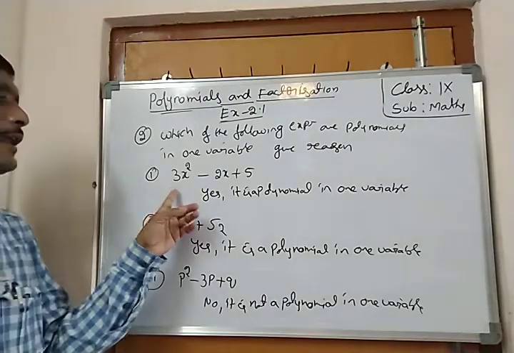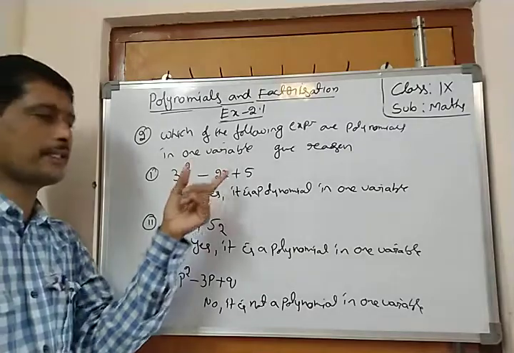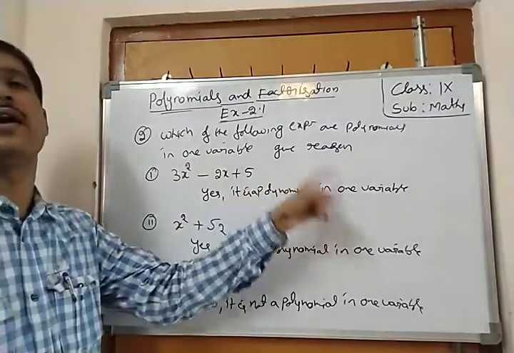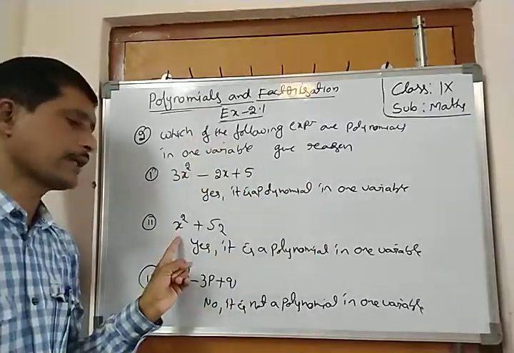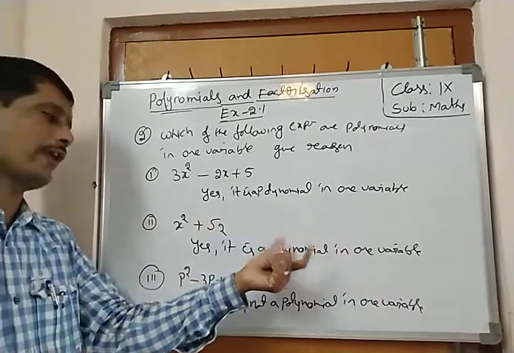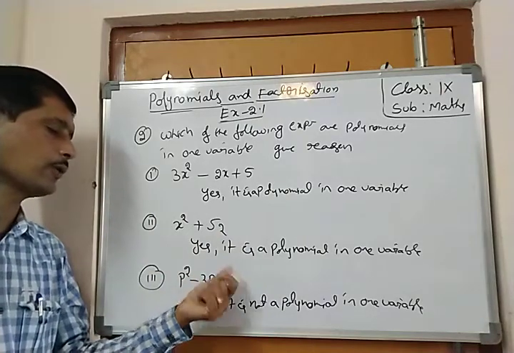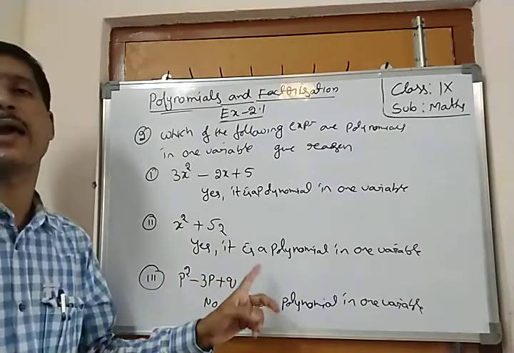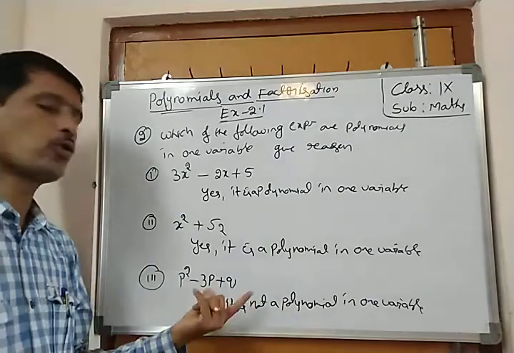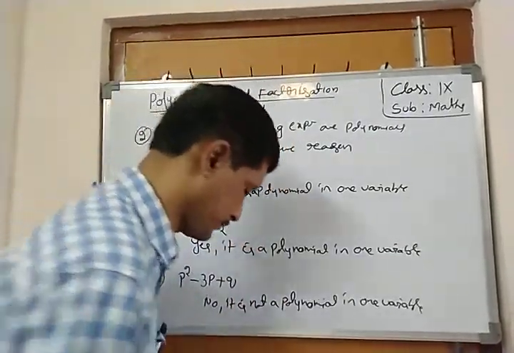See here, 3x square minus 2x plus 5. Here only the variable x is there. Yes, it is a polynomial in one variable. Next, x square plus root 2. Yes, it is a polynomial in one variable, only the x variable. Here p square minus 3p plus q. No, it is not a polynomial in one variable. Here two variables are there. Yes, sir? Next question.